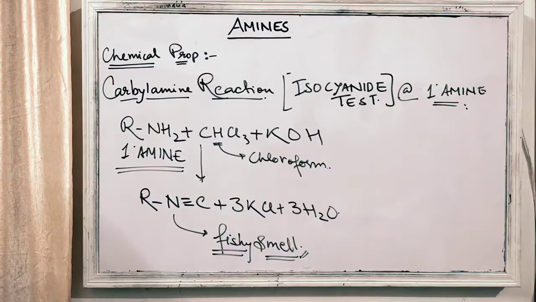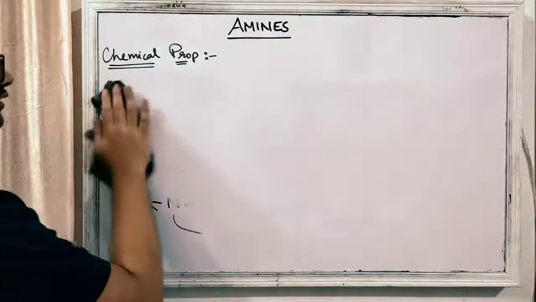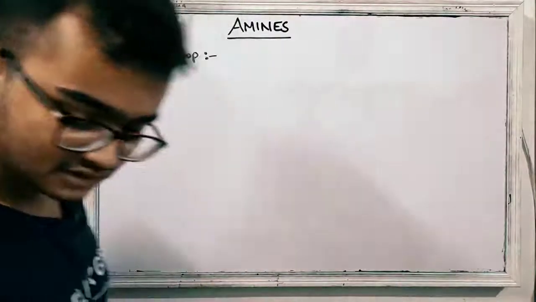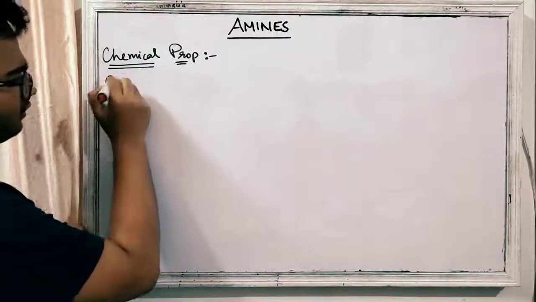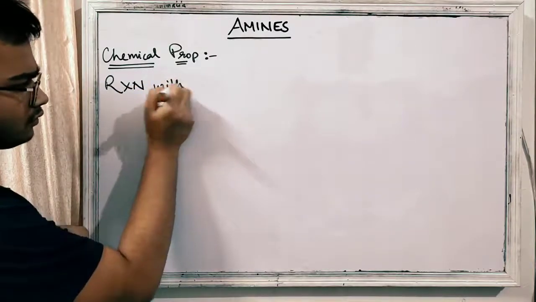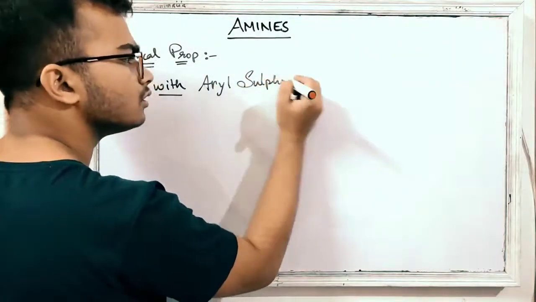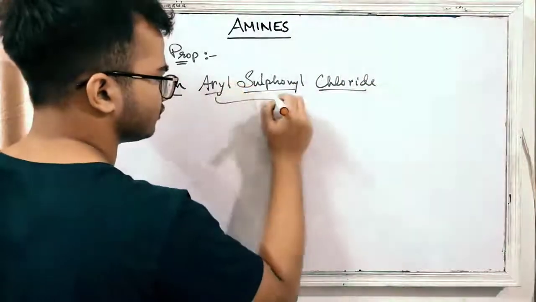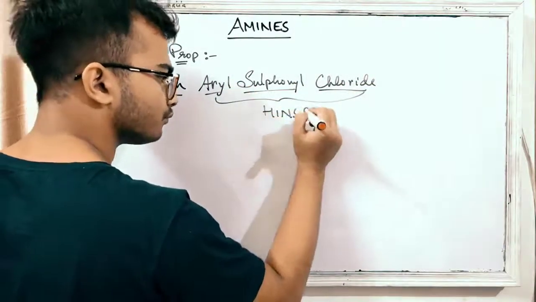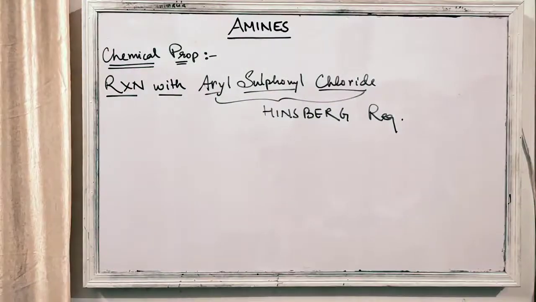Now we are going to do the Hinsberg test. We perform it with aryl sulfonyl chloride, which is also called the Hinsberg reagent. So write the heading: reaction with aryl sulfonyl chloride. This aryl sulfonyl chloride is also called Hinsberg reagent. Clear? Aryl sulfonyl chloride is also called the Hinsberg reagent.